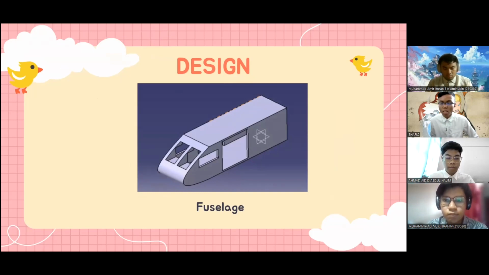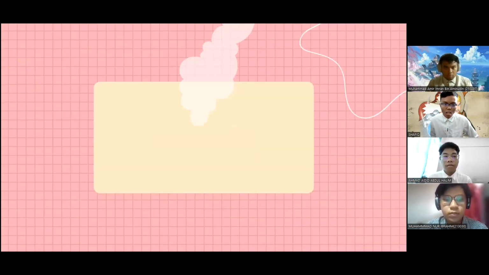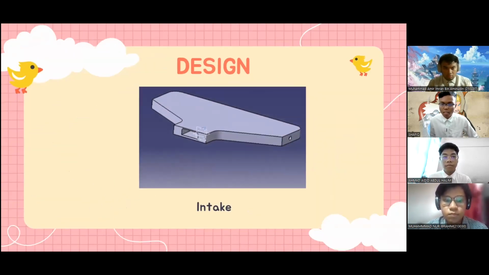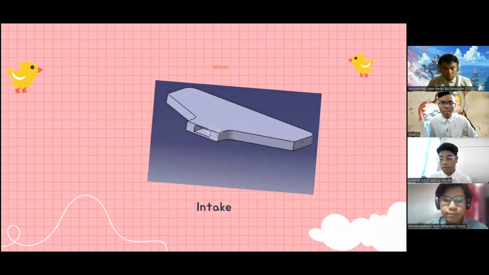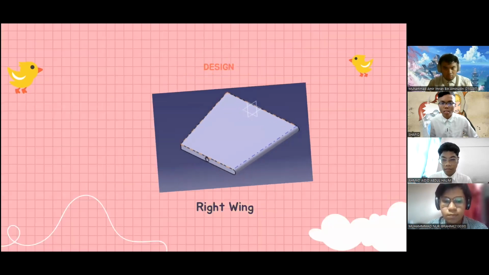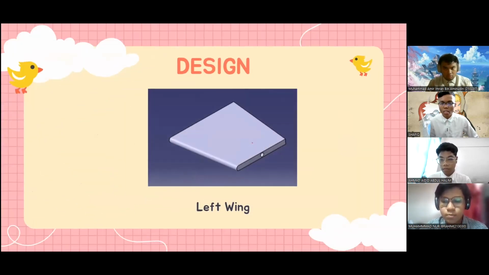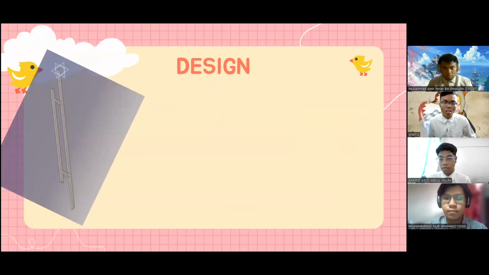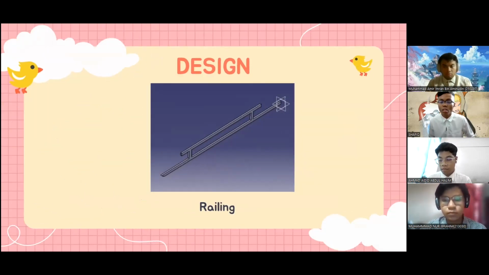So this is our fuselage. This is the intake. This is the right wing. That is the left wing. So this is the railing, the compartment you can see on the downward side of the fuselage.